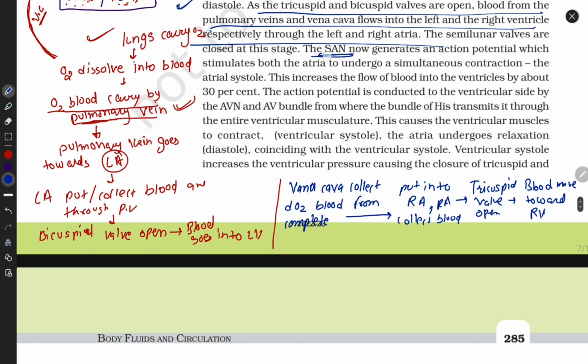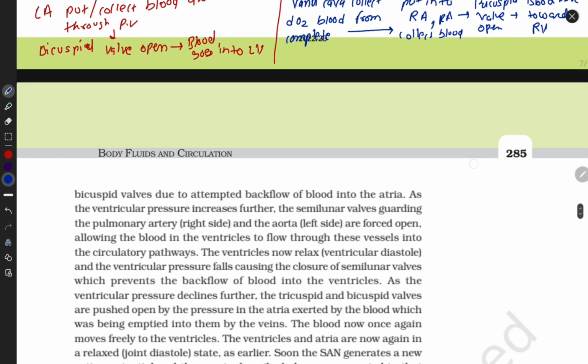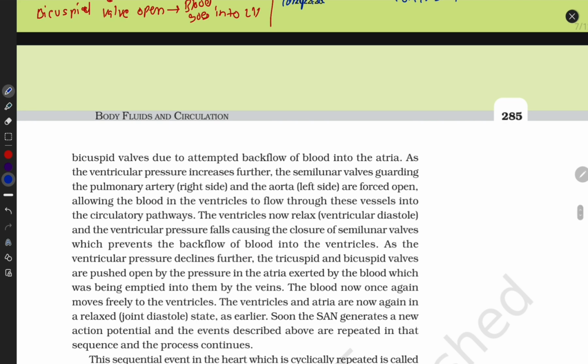Now next, the important function of the SAN node and AVN node. Look here, I'm writing here. We all know that our heart is four chambered. This is the right atrium, left atrium, right ventricle, left ventricle. Isn't it, guys? We know that here our SAN node is located. SAN is the pacemaker of the heart.